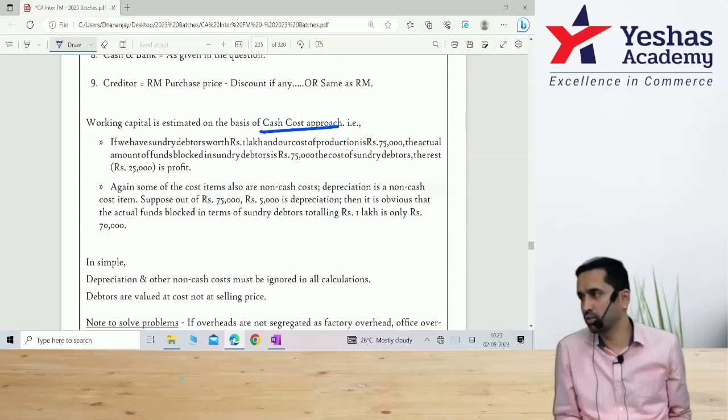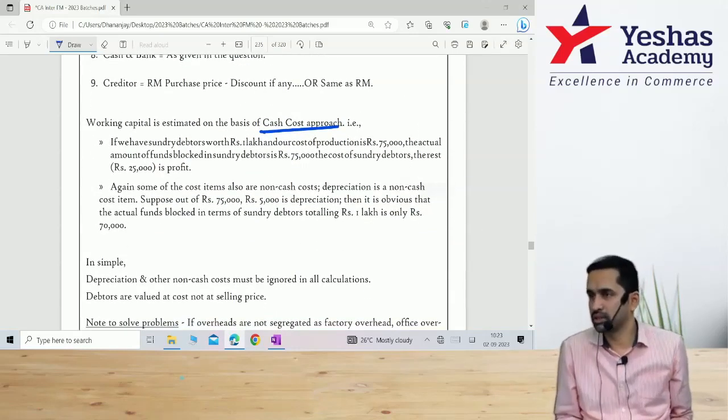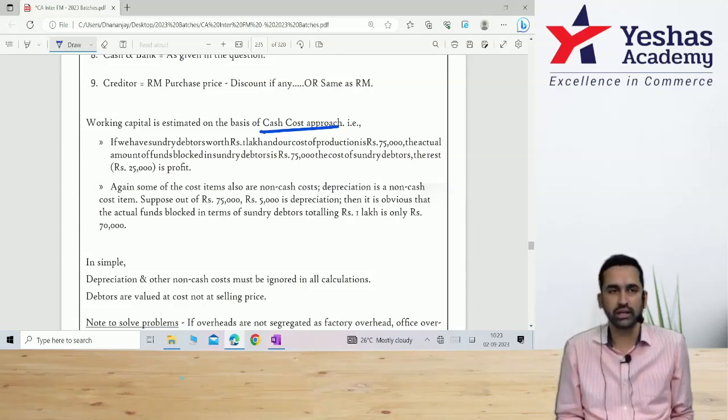Working capital is estimated on cash cost approach, underline. This we already know. That means if there is a depreciation number, we don't include that. That means if I include depreciation, it should be total cost approach. If I exclude it, it is cash cost. So by default, when the question is silent, it is under cash cost approach.